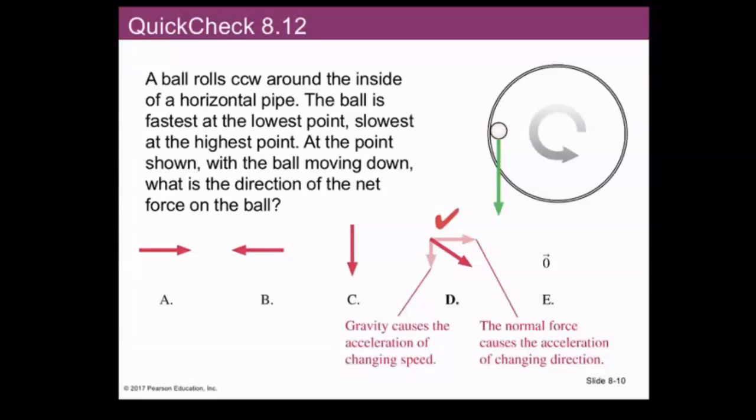As we can see, the answer is choice D, because acting in the t direction, the tangential direction, we have the gravitational force acting down. And then acting towards the center of the circle in the radial direction, the normal force. So the net force is the resultant force between the gravitational force and the normal force.